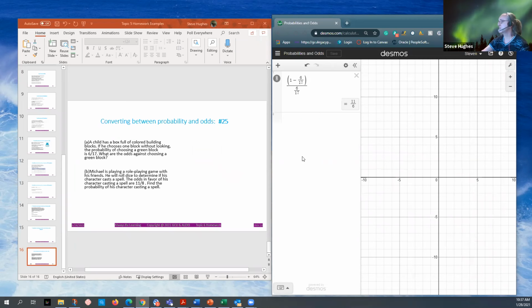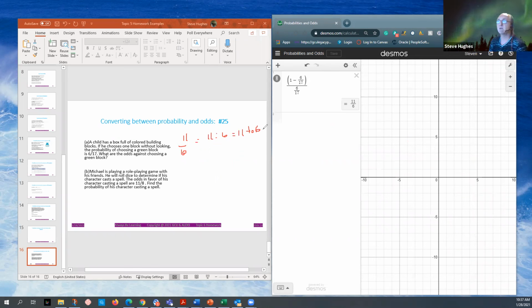So let's clear all this out. Let's get our pen here again. This is 11/6, which equals 11/6, or you could write 11/6. Those are all the same thing.